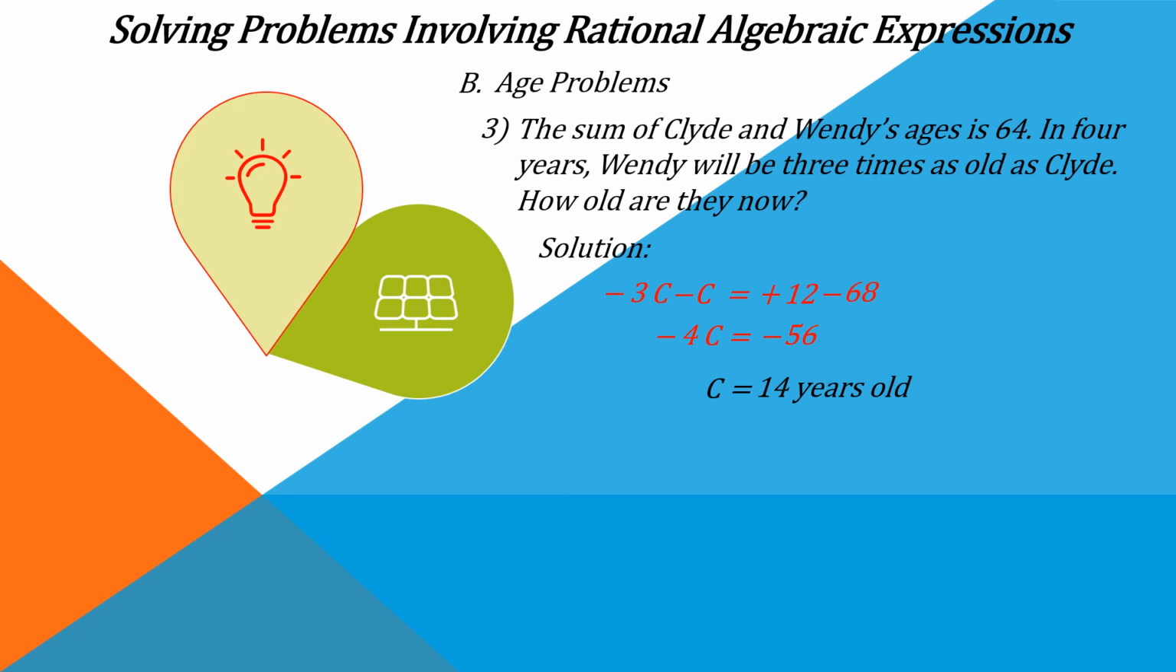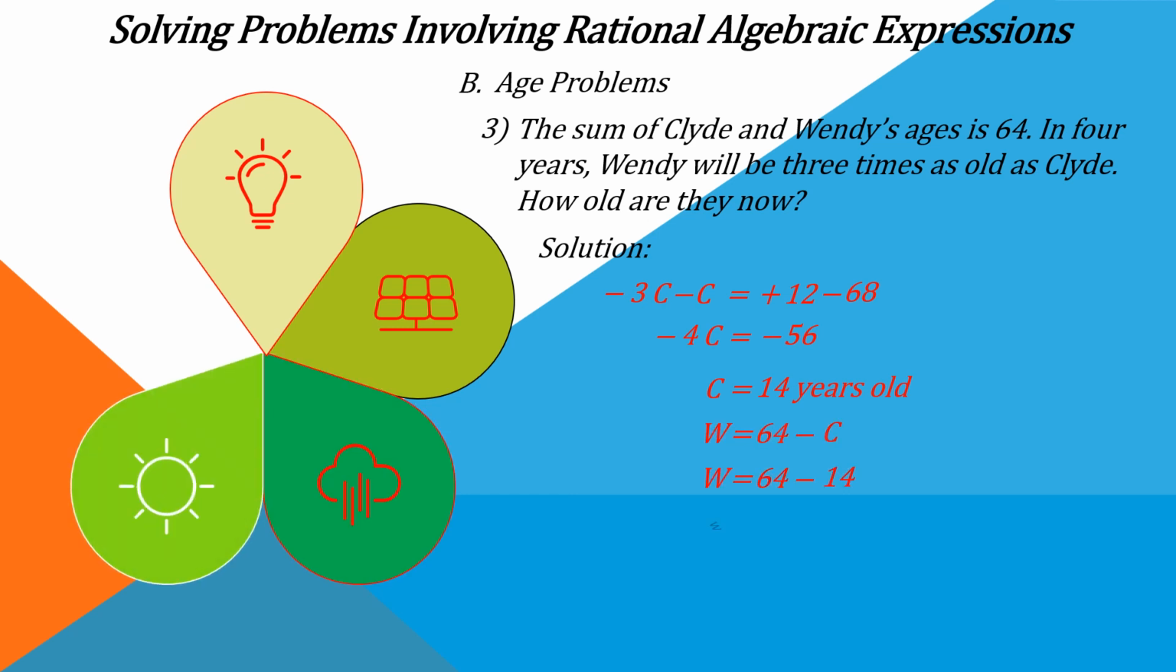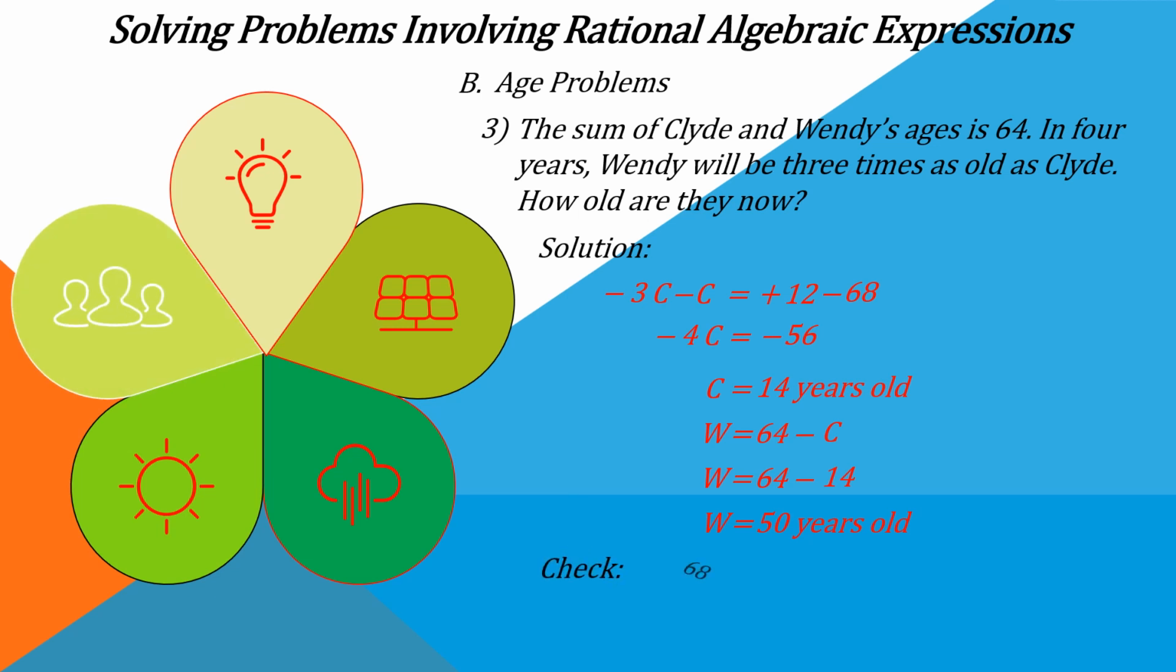Clyde is 14 years old now. So when this age is 64 minus 14, this is equal to 50 years old. Now, we will check if our answer is correct. From the given situation, 68 minus 14 is equal to 3 multiplied by 14 plus 12. 54 is equal to 54. Therefore, our answer is correct.